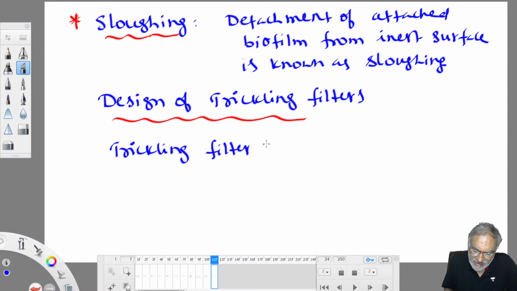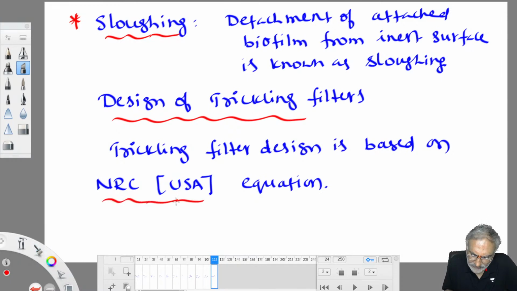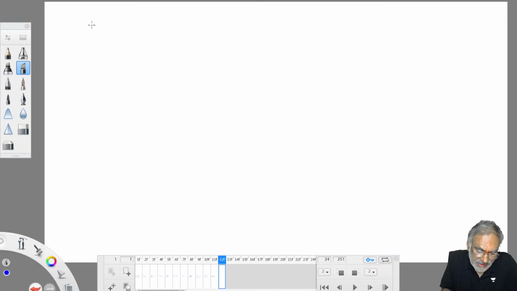Trickling filter design is based on the NRC equation, the NRC of USA equation. This is a very popular method of designing this trickling filter. NRC means National Research Council of United States of America.